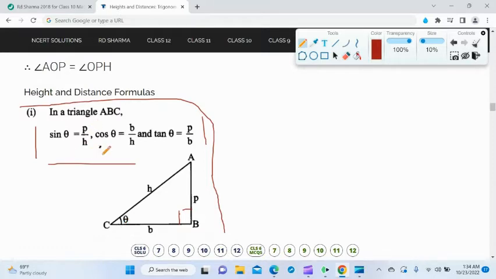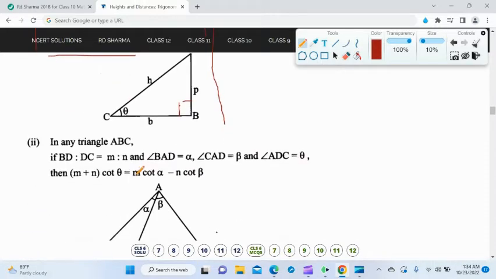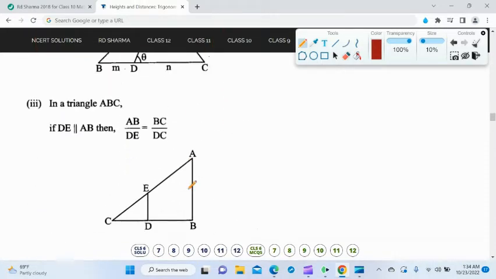Sine theta is equal to p by h. What is cos theta? Cos theta is equal to b by h. And what is tan theta? Tan theta is equal to p by b. Based on these trigonometry formulas, we can calculate various lengths, distances and angles. All these things we will be able to calculate.